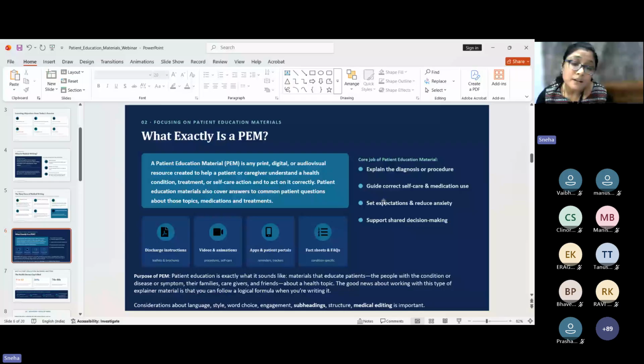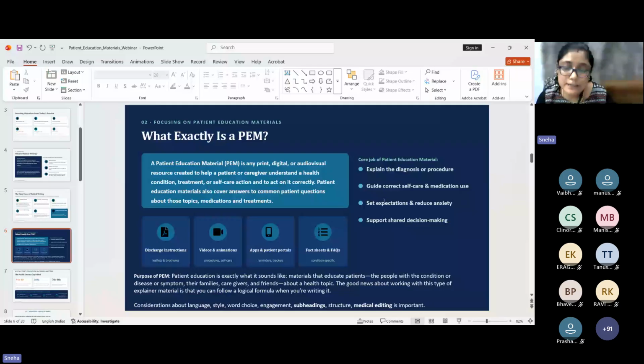Why is there a different article exclusively for the patients? Patient education is exactly how it sounds. It is the material for educating your patients, the people with the condition or disease or symptom, their families, caregivers, and friends about a health topic.